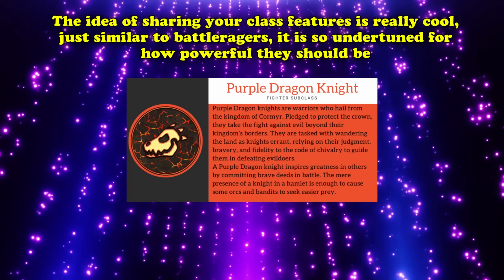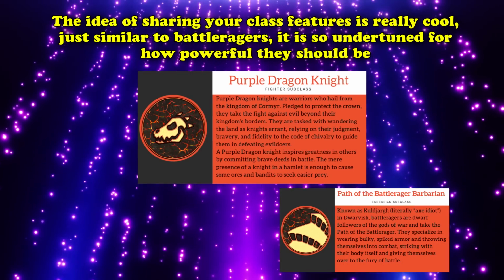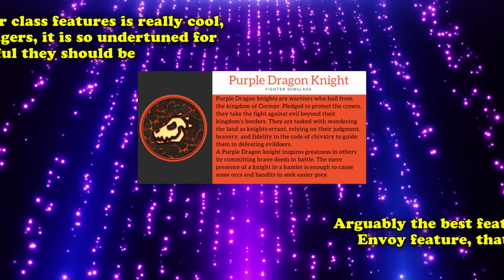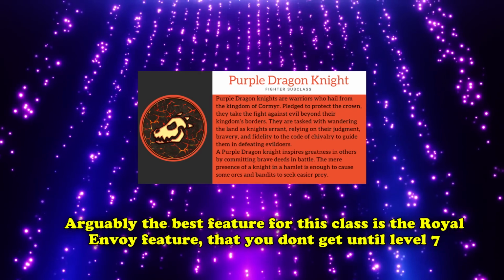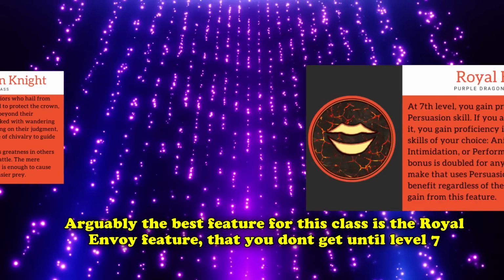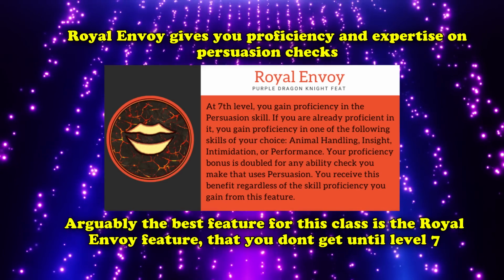Overall, the subclass has a really cool concept attached to it, but just like the Battle Rager Barbarian, the Purple Dragon Knight feels undertuned in terms of how strong its effects are. In fact, the only thing Purple Dragon Knight even has going for it is its 7th level feature, which we haven't even talked about yet, Royal Envoy. And all that does is give you proficiency and expertise on persuasion checks.